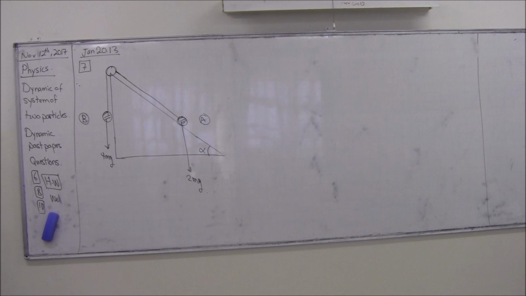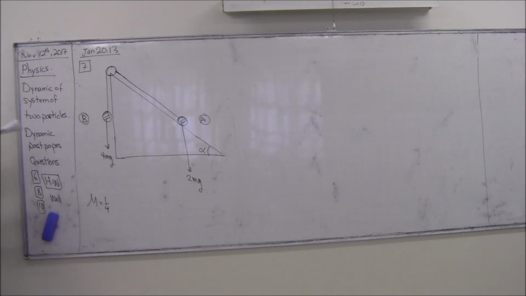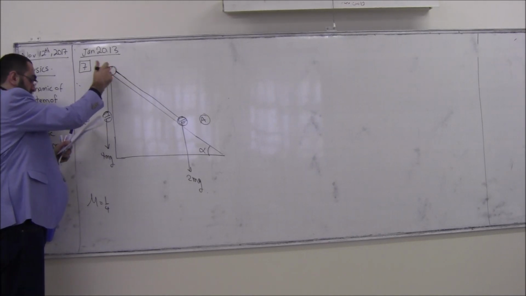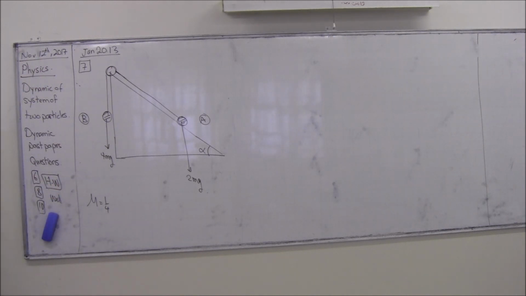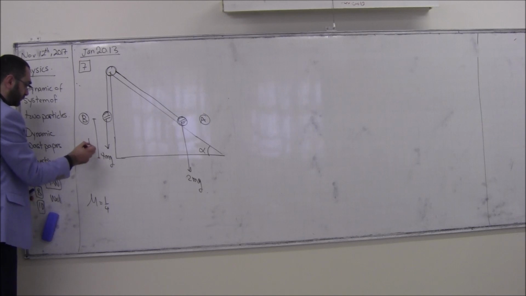The coefficient of friction is given, mu equals 1/4. The string passes over a smooth pulley fixed at the top of this plane. This height is h, and this height is H.